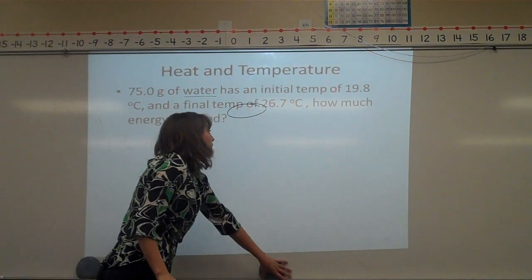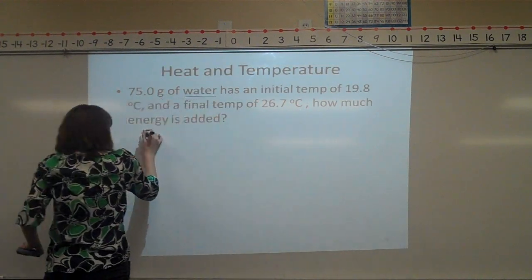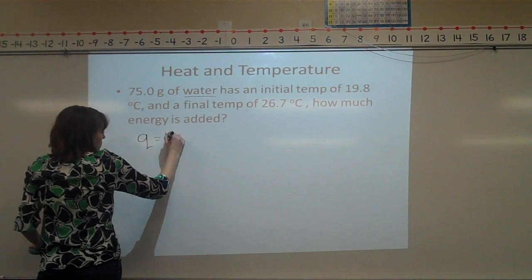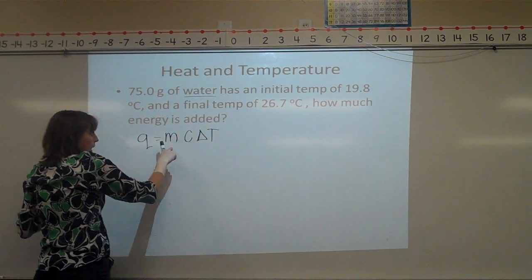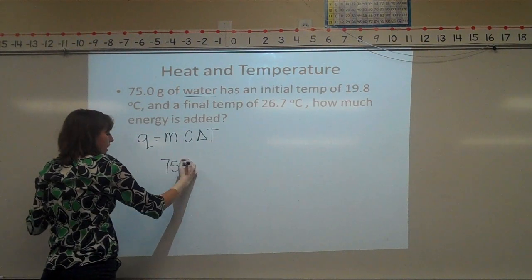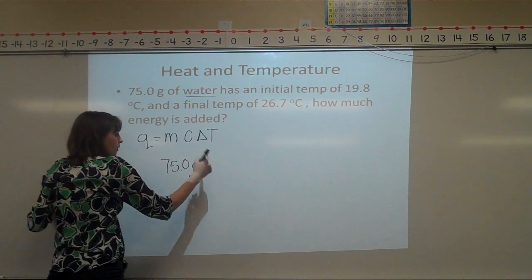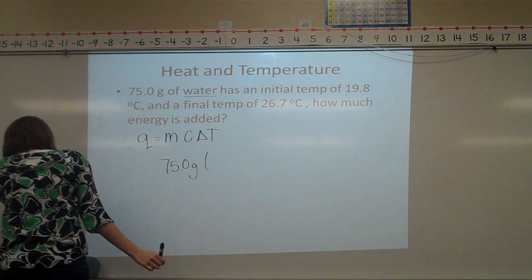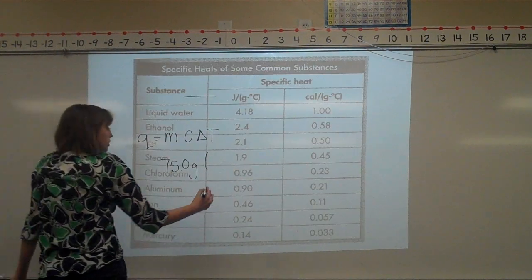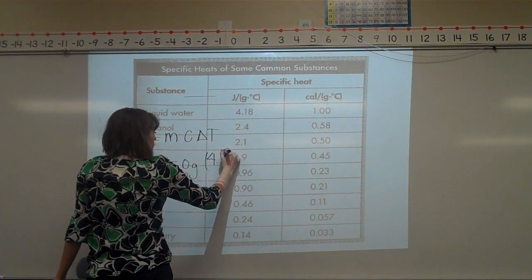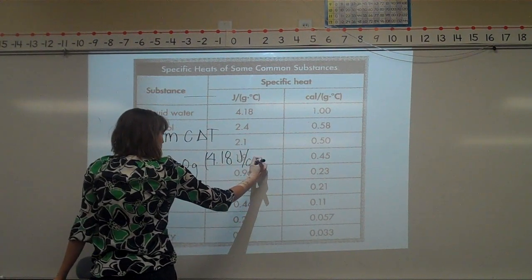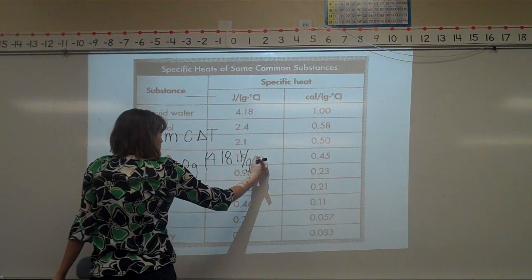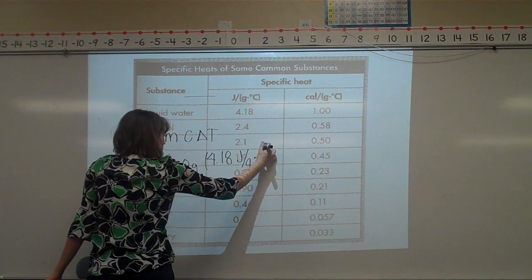So let's go back here. Let's go ahead and write down our equation. We're going to use Q equals MC delta T. So again, M is our mass. We're going to have 75.0 grams. We're going to have our specific heat, which if we go back, I always forget what it is, it's going to be 4.18 joules per gram times degrees Celsius.